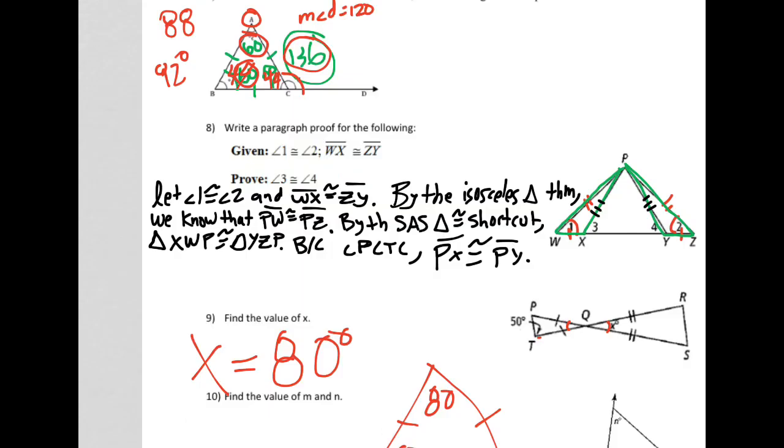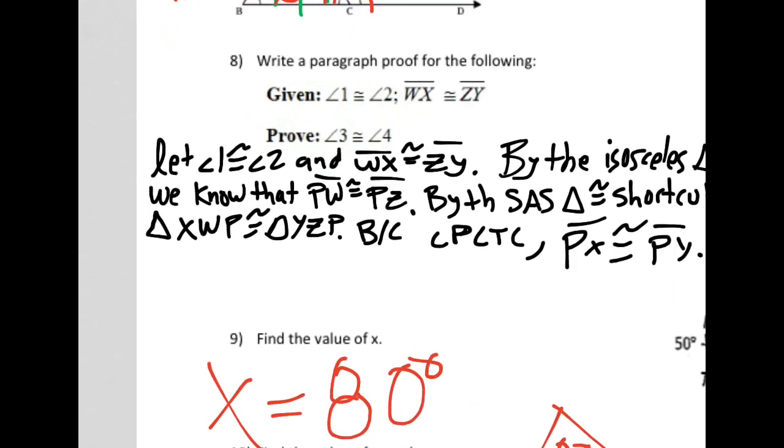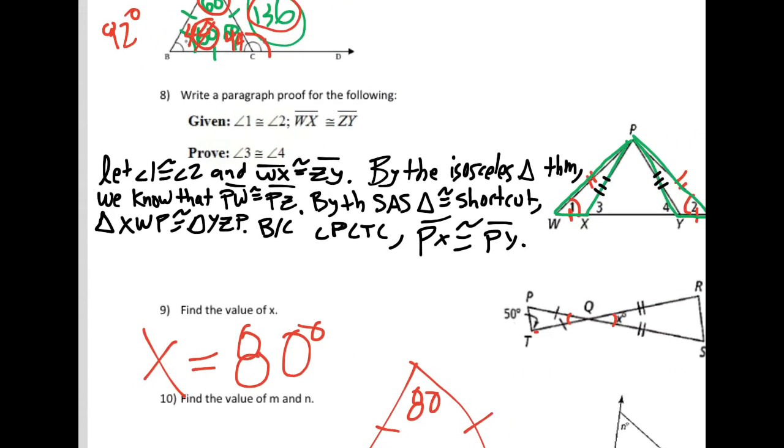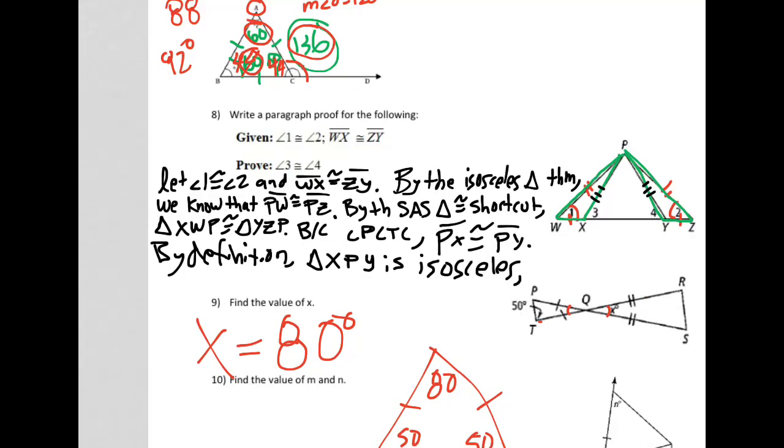So because corresponding parts of congruent triangles are congruent, side PX must be congruent to side PY. And now we can say that triangle XPY is isosceles by the definition. So now I'm actually just going to say, by definition, triangle XPY is isosceles.